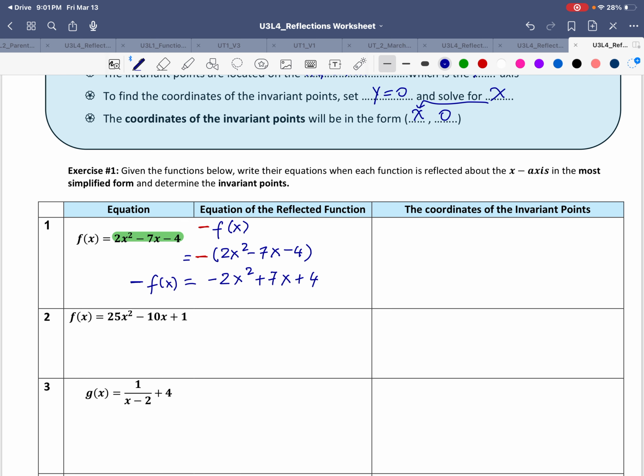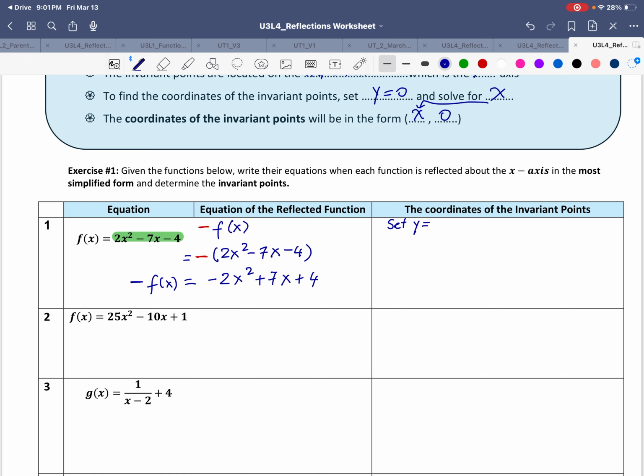Now, in order to determine the invariant points, we will think this is reflection about the x-axis. Invariant points must be on the x-axis, and on the x-axis the y-coordinate will be 0. Therefore, I have to set the y-coordinate equal to 0.